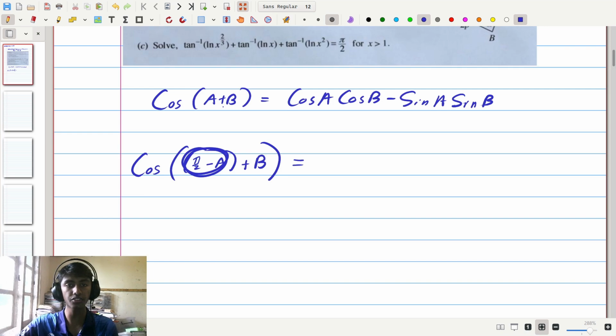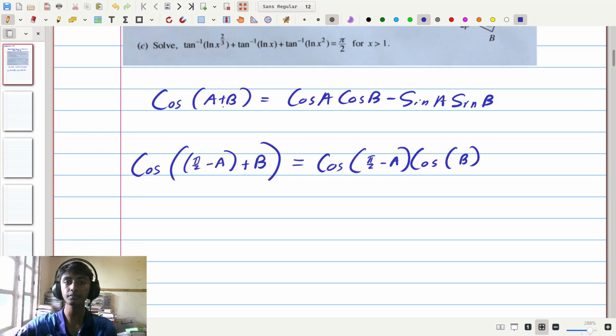So doing that, I can see I'm going to get the cosine of the first angle, which is pi by 2 minus A, times the cosine of B, minus the sine of the first angle, which is the sine of pi by 2 minus A, times finally the sine of the second angle, which is the sine of B.